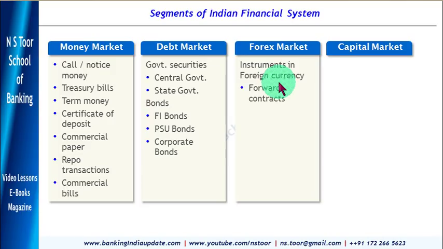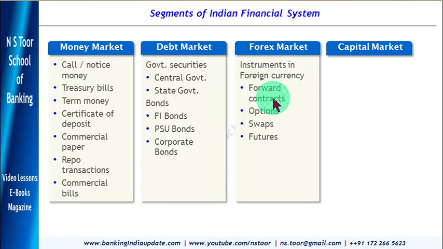So these instruments may be number 1 forward contracts, number 2 options, or we can call them currency options, or these can be currency swaps as well. So these are different type of instruments which can be used or which are being used in foreign exchange markets.